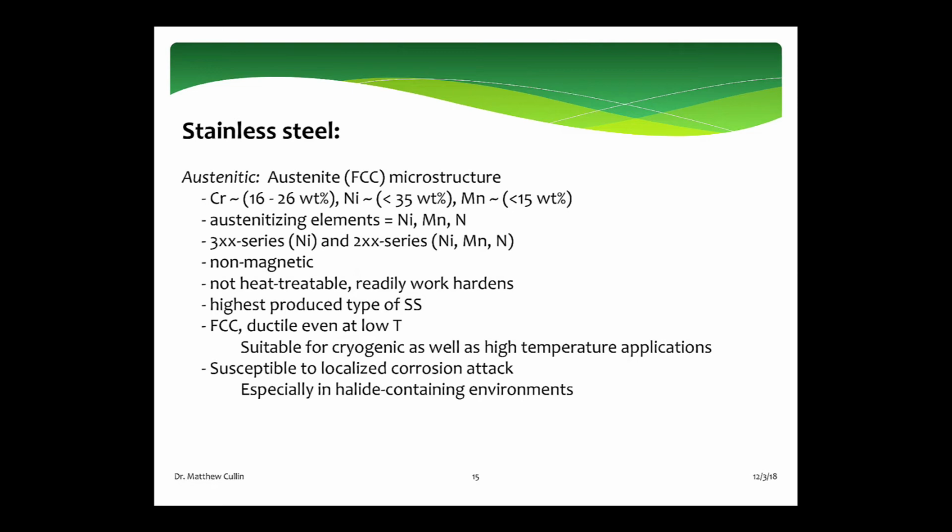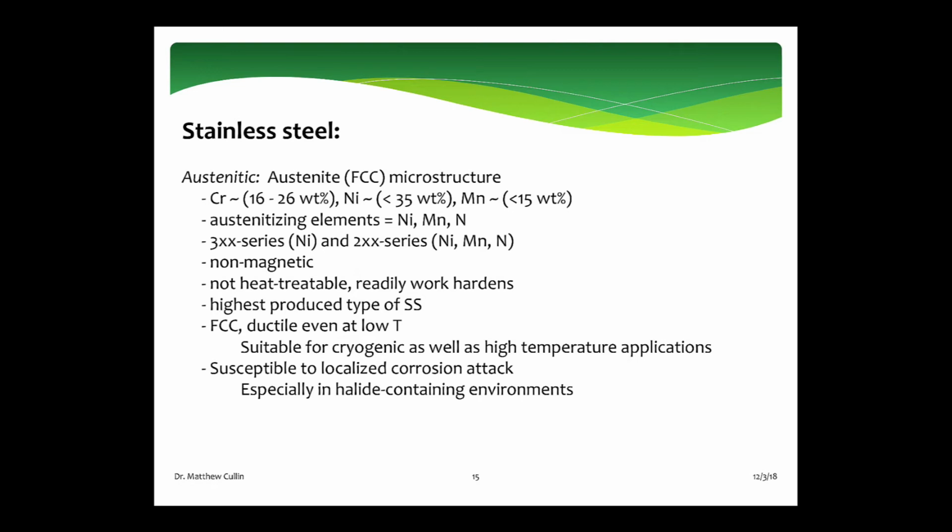So our austenitic stainless steels, they have an FCC microstructure. In terms of austenitizing elements, all we're trying to do when we want to form an austenitic stainless steel is we need to drop the temperature at which austenite transforms to ferrite down low. We need to drop it low enough that at room temperature, austenite is going to be stable, which we know is not the case with our plain carbon steels. So nickel does that, manganese does it, and nitrogen does it.